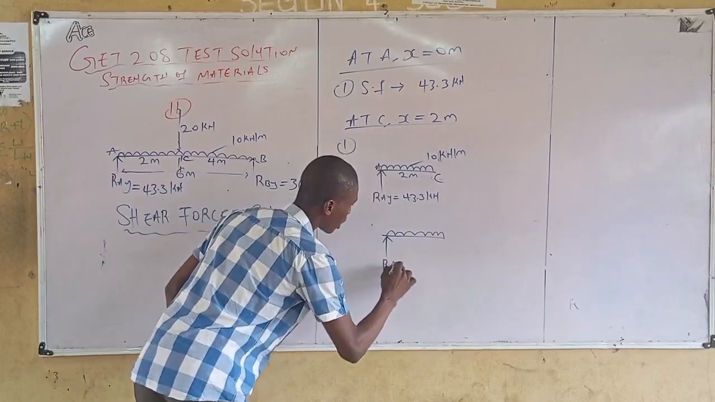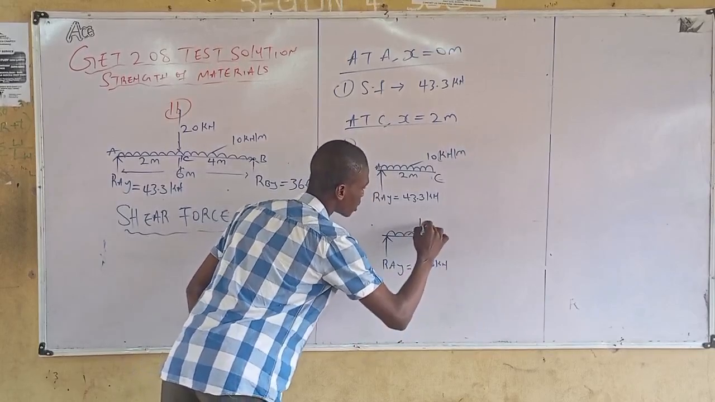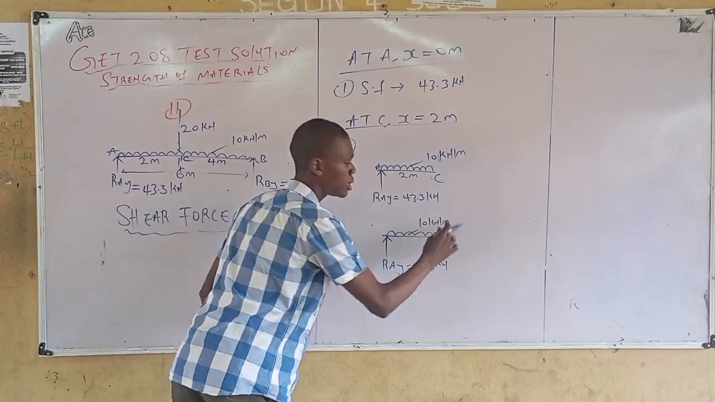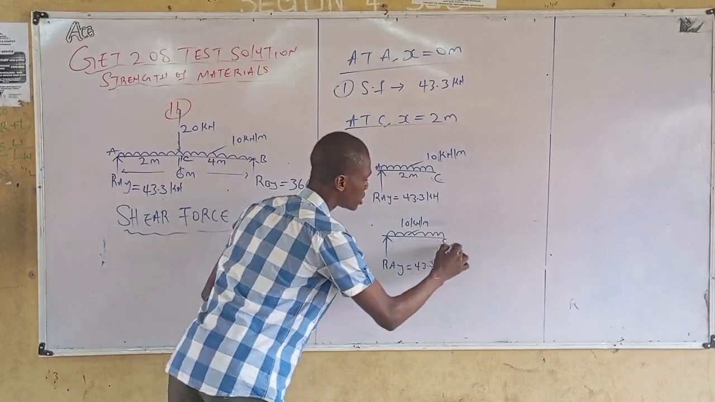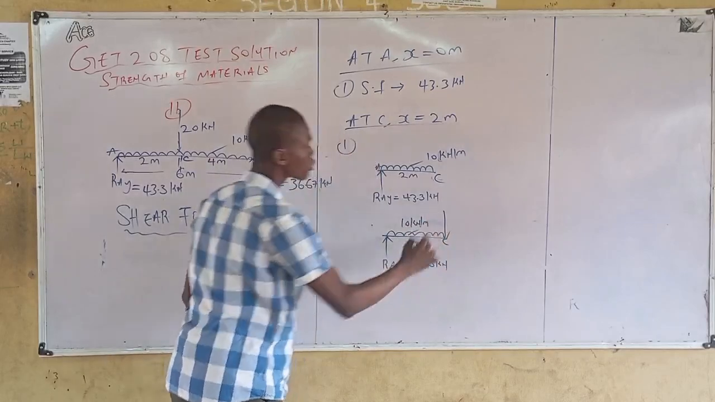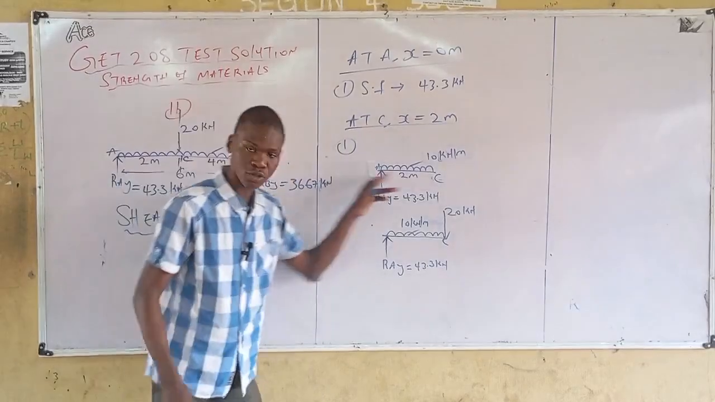This is RAY, 43.3 kilonewton. This is 10 kilonewton per meter. Then 10 kilonewton per meter. On point C, I'm having what? A point load, which is what? 20 kilonewton. This is the first condition.